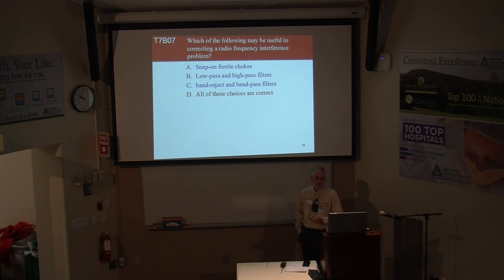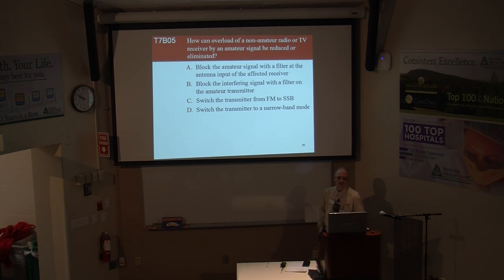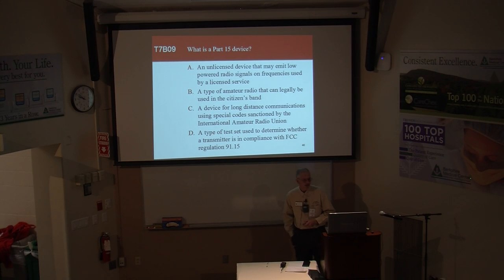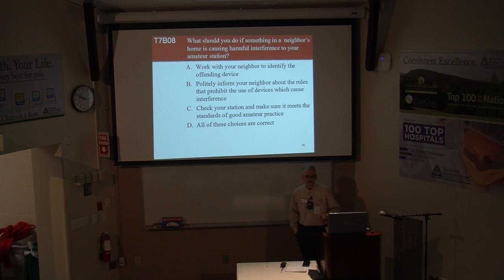You got the snap-ons, you got the low and high pass, and the band reject for the mother-in-law's house. How can an overload of non-amateur radio equipment receiver by an amateur signal be reduced or eliminated? Filters, filters, filters. What is a Part 15 device? What should you do if something in your neighbor's home is causing harmful interference to your amateur radio station?